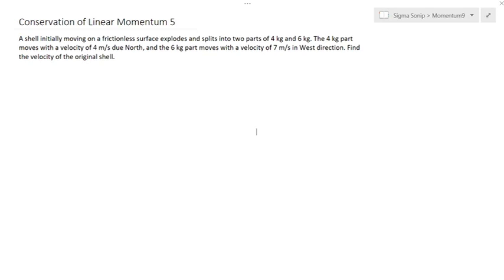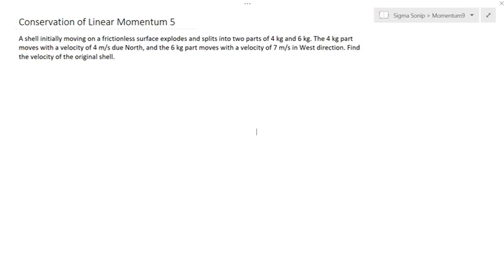Okay, this is the last problem in this series on the topic of linear momentum. In this, we have a shell which explodes into two pieces. The difference is that this time the shell itself is initially moving on a frictionless surface, and then it explodes and splits into two pieces, two parts.